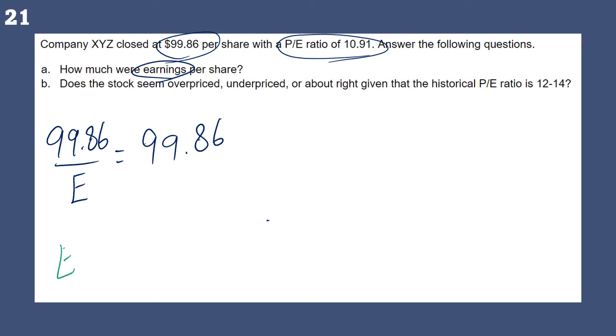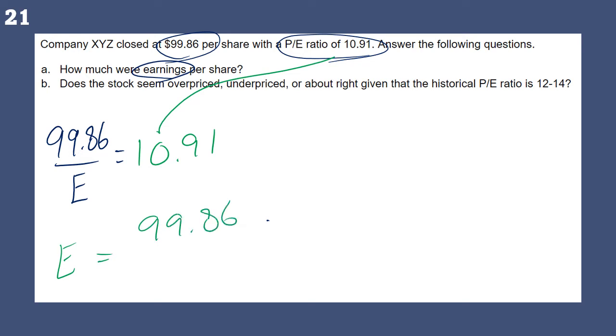So I'm going to go ahead and do that by multiplying by E and dividing. So E, oh, I wrote the same number twice. Please forgive me. The PE ratio, I put 99.86, but the PE ratio is only 10.91. Okay, so to find E, we're going to need to swap out that, and we're going to get 99.86 over 10.91, and that is our earnings per share.